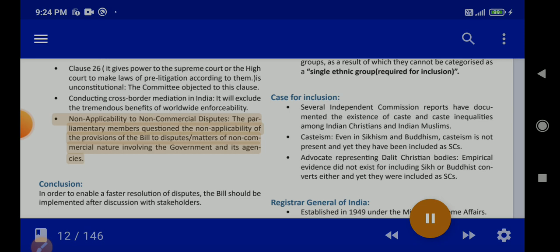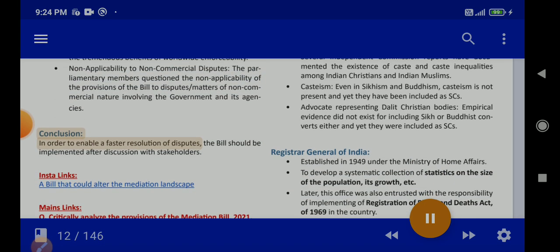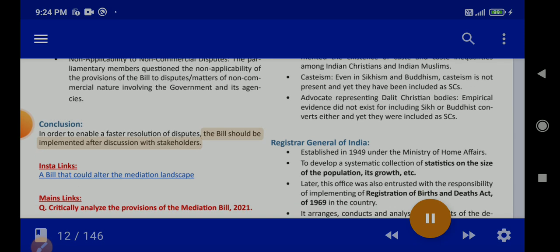Non-applicability to non-commercial disputes. The parliamentary members questioned the non-applicability of the provisions of the bill to matters of a non-commercial nature involving the government and its agencies. Conclusion: in order to enable a faster resolution of disputes, the bill should be implemented after discussion with stakeholders.